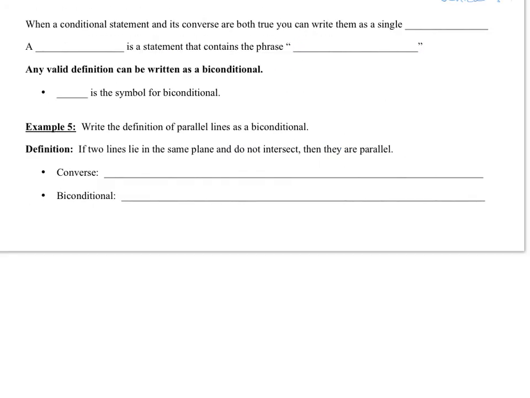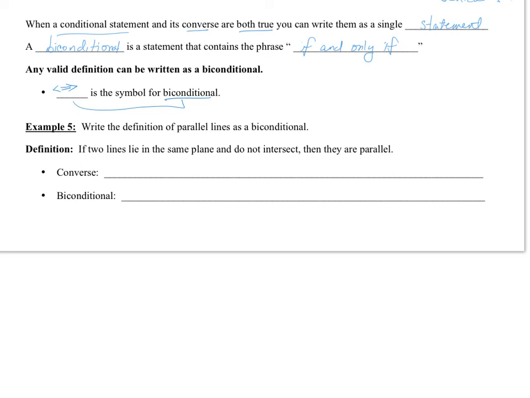When a conditional statement and its converse are both true, you can write them as a single statement. A biconditional is a statement that contains the phrase if and only if. And we can use this symbol to represent biconditional.